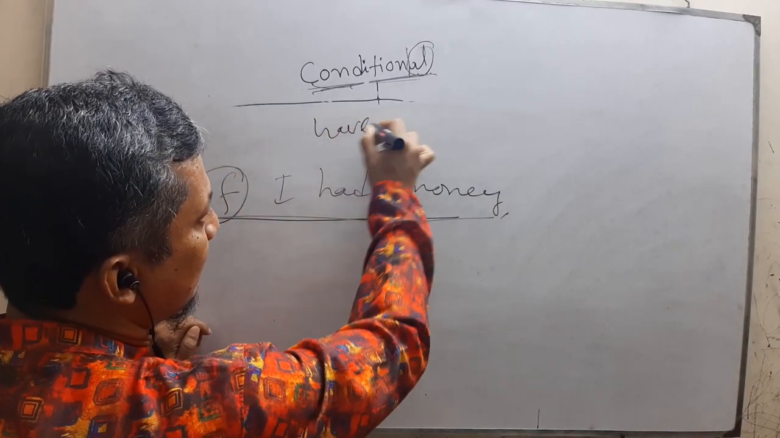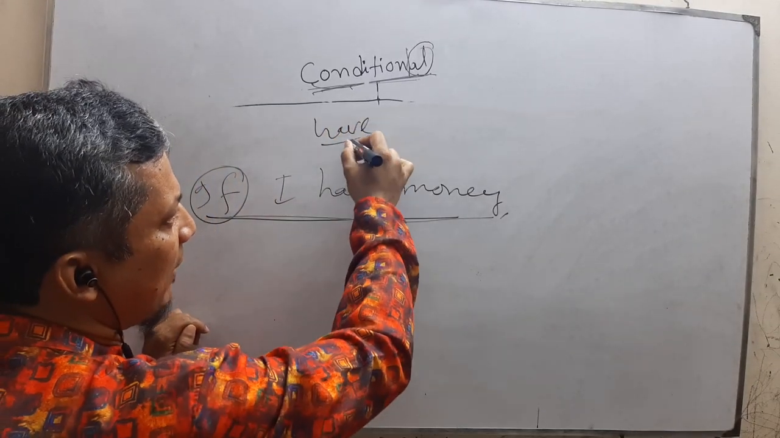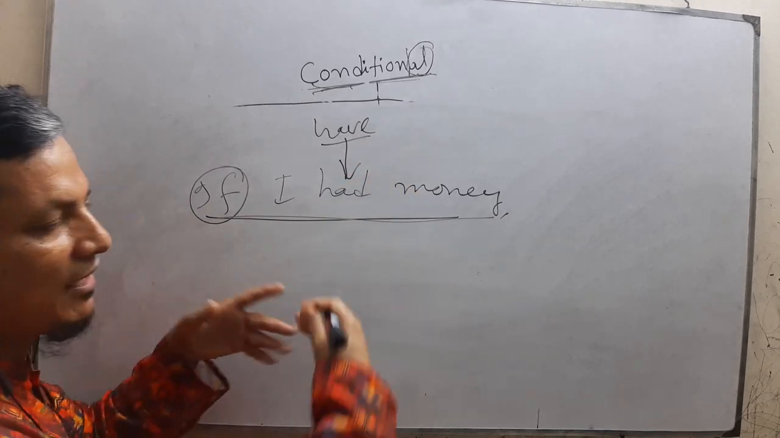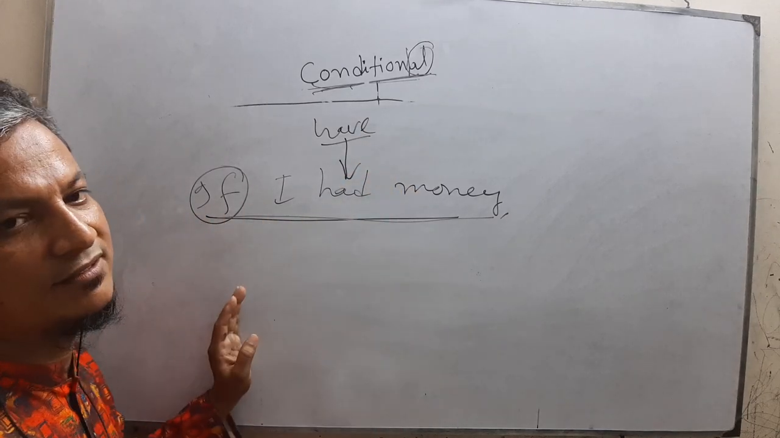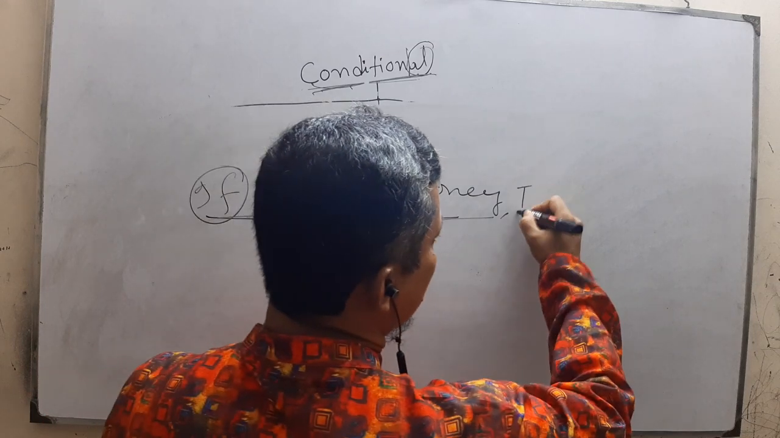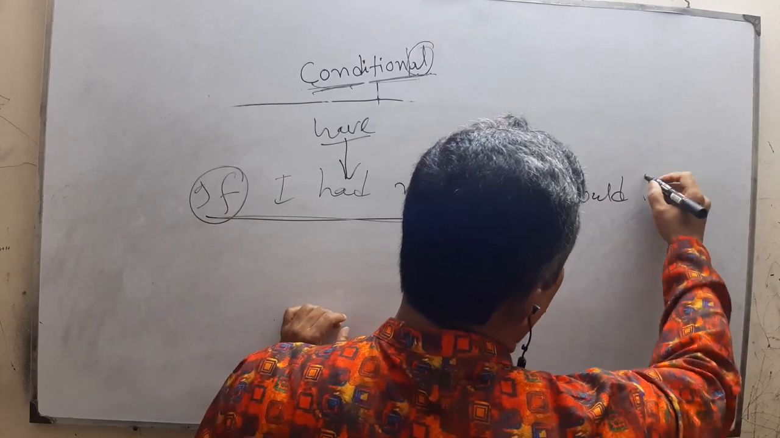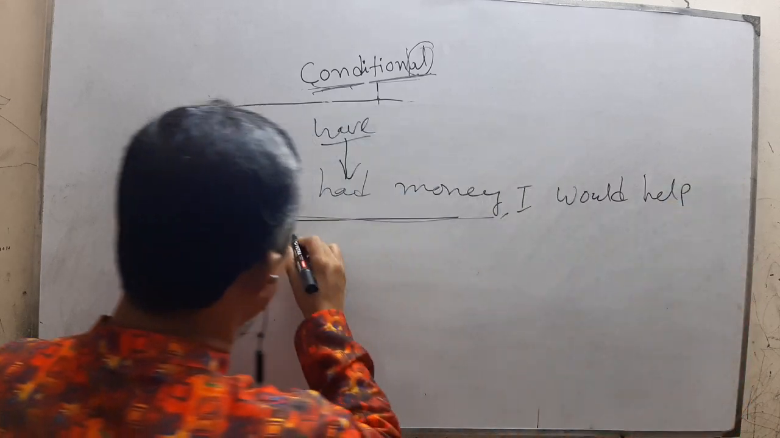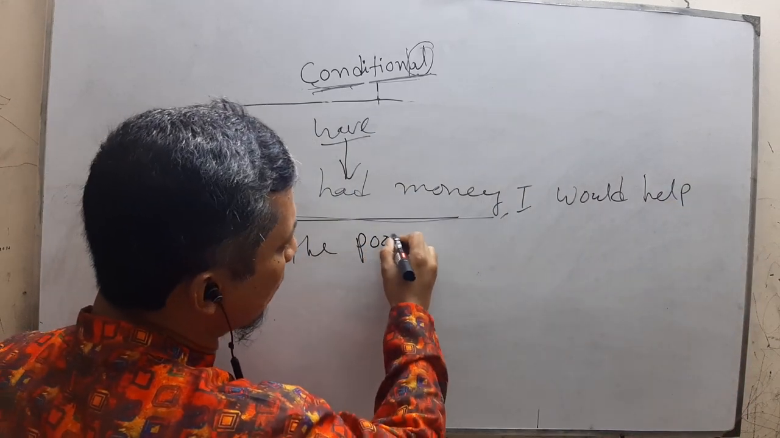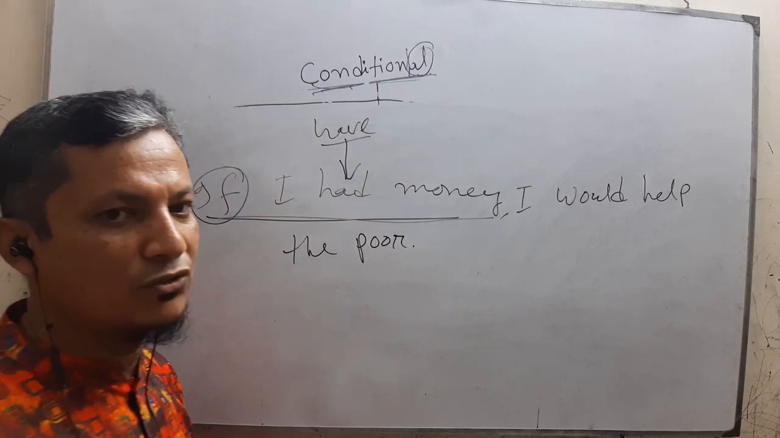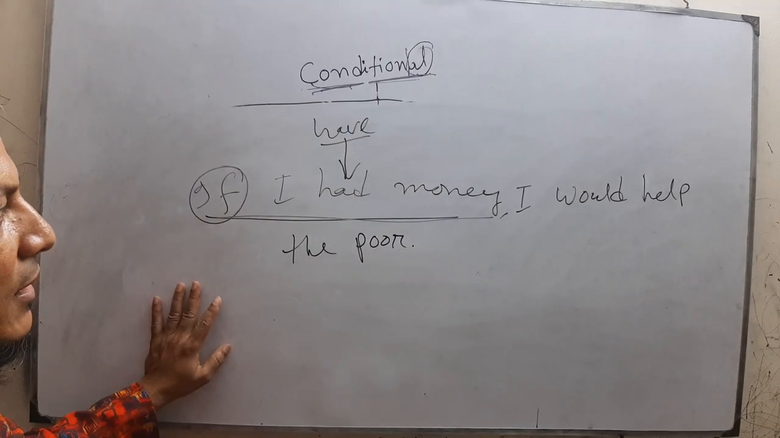Have. This is the present form. What is the past form of have? Had. Am I clear to you? If I had money, I would help the poor. Am I clear to you, my dear students?